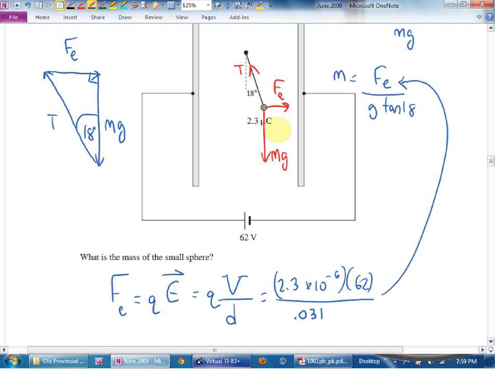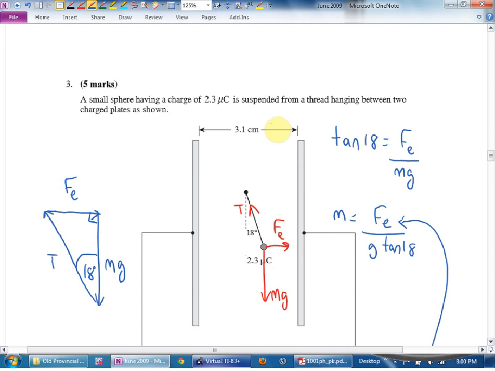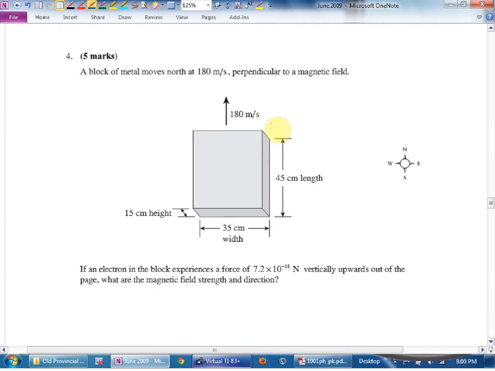What unit did we just do? Electrostatics? I'm going to guess either magnetism, circuitry. Let's see. Magnetic field. So right away I'm thinking right-hand rule. Okay, I'm looking at that section of my formula sheet. A block of metal moves north at 180 meters per second. So right away, in my magnetic forces, I'm looking at the ones that have a lowercase v for speed in them.